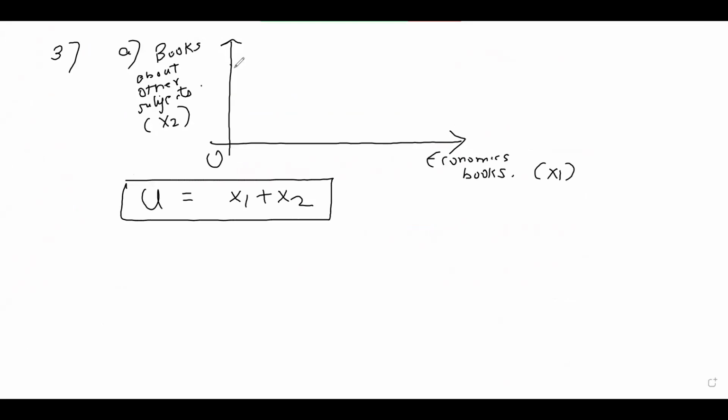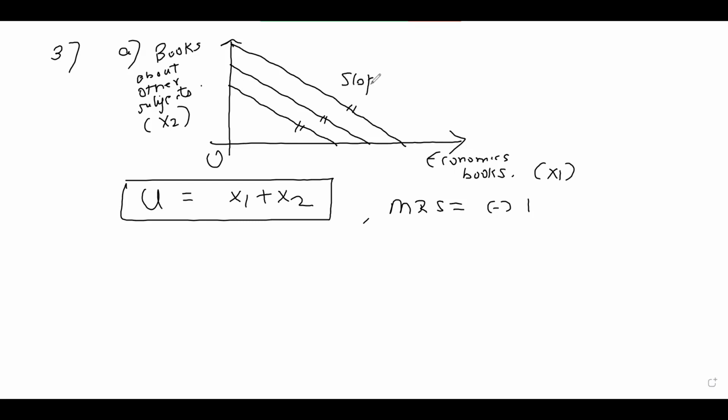It's going to be a straight downward sloping line. The MRS, if you check out, is exactly -1. So the indifference curves are downward sloping parallel lines. I can draw a family of indifference curves. So the slope is -1.